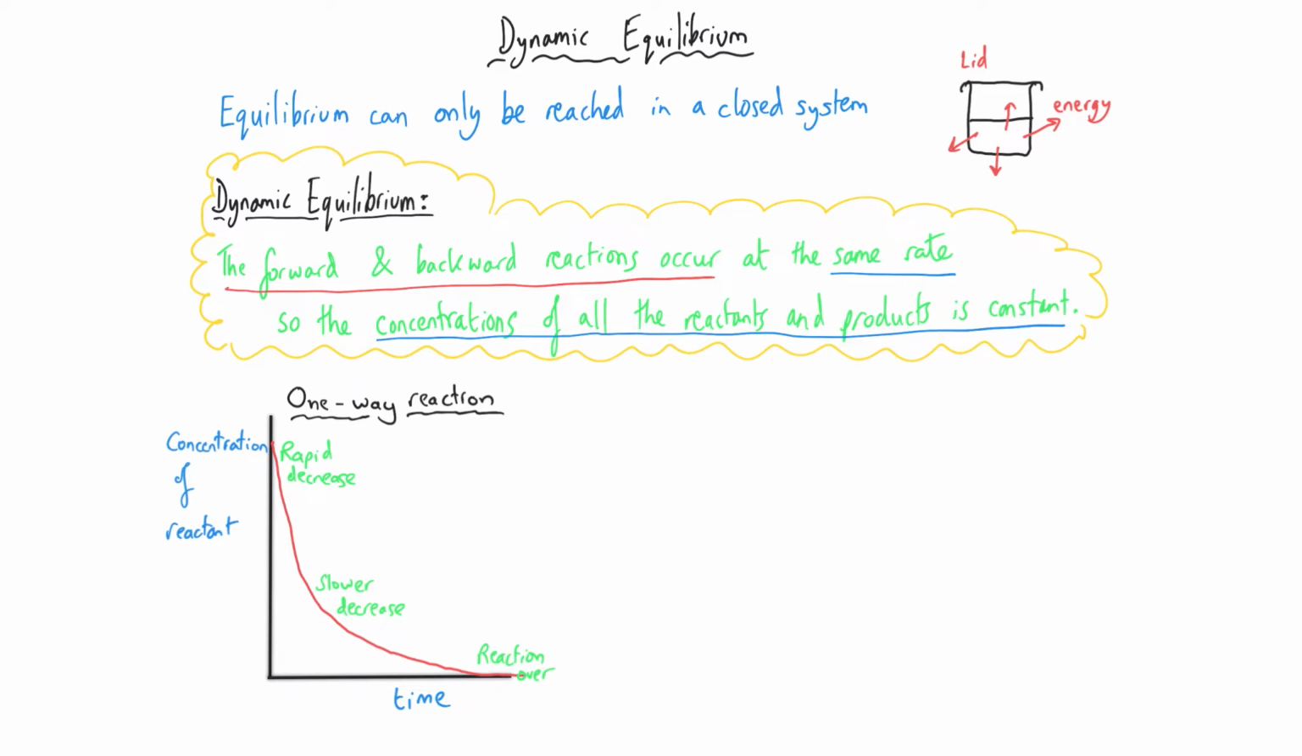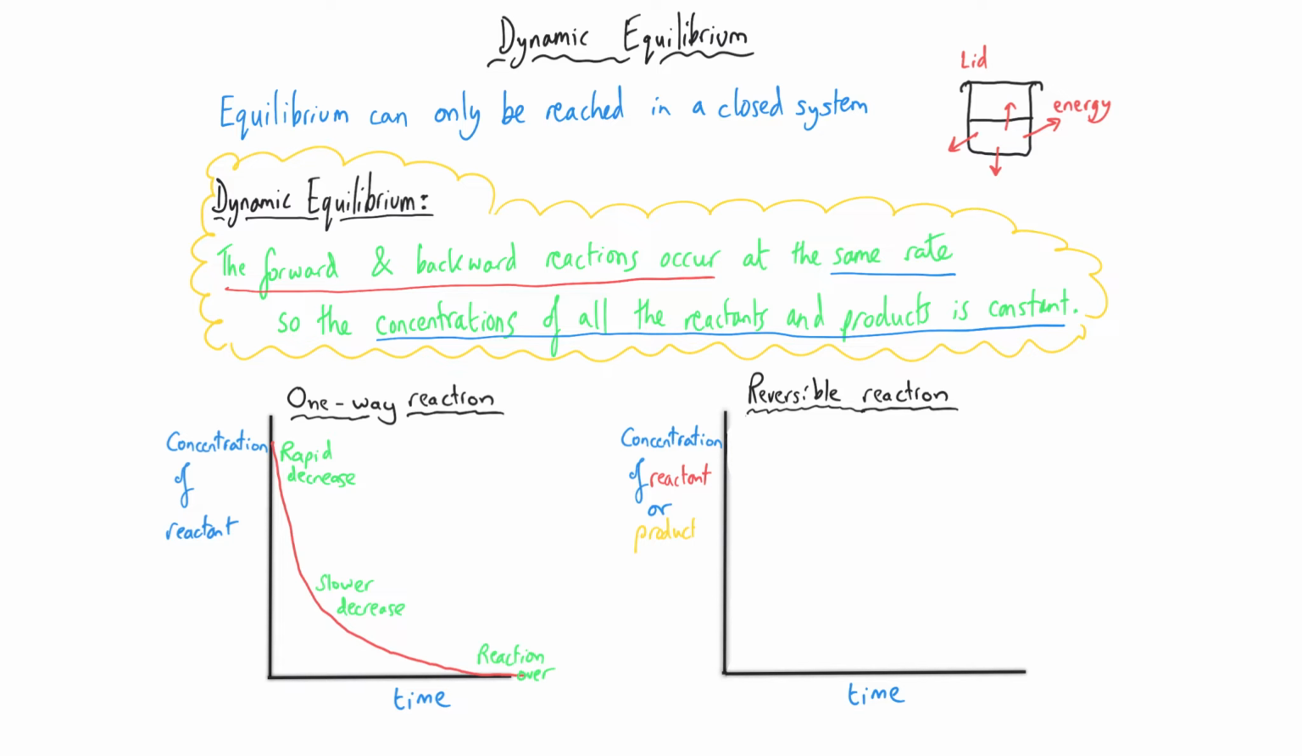However, in a reversible reaction, that is different. If we look at the concentration of the reactants, that follows the same sort of path of decrease, but over time it decreases more slowly until the point where it levels out. And it doesn't level out at 0. Who knows exactly where it levels out, but it's definitely not 0. There is definitely some reactants left over.